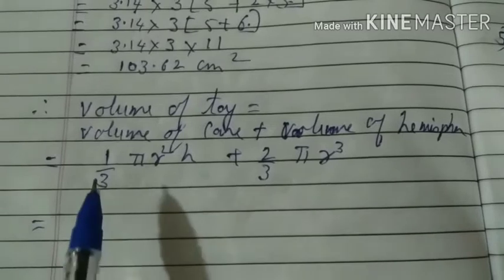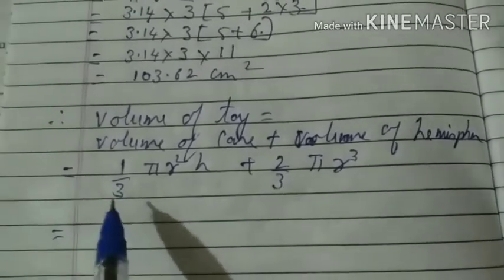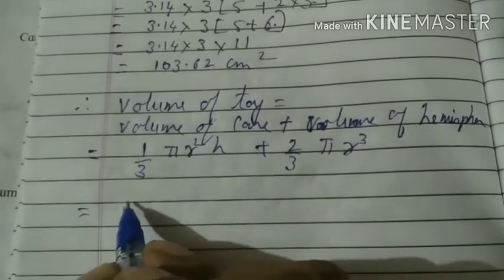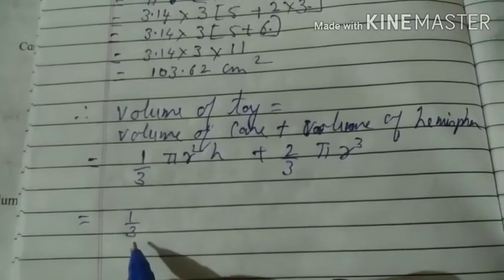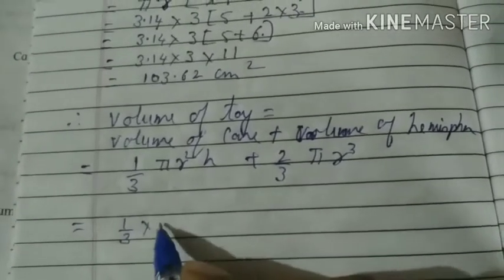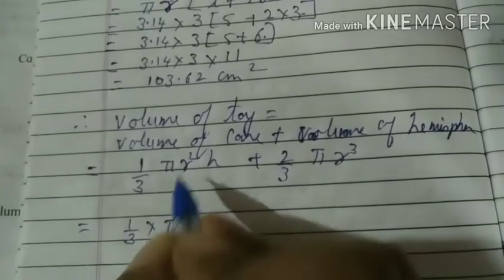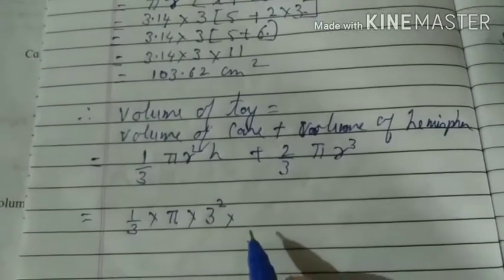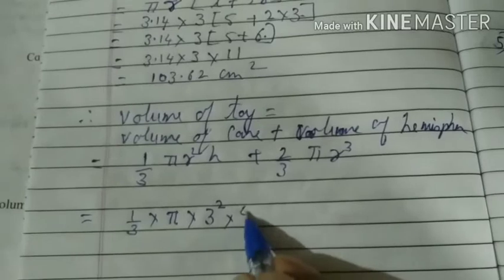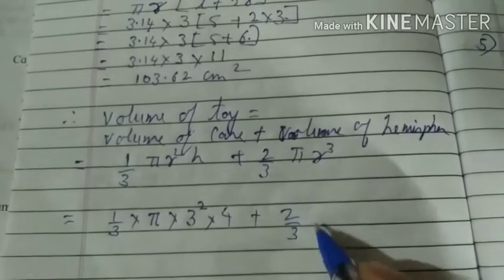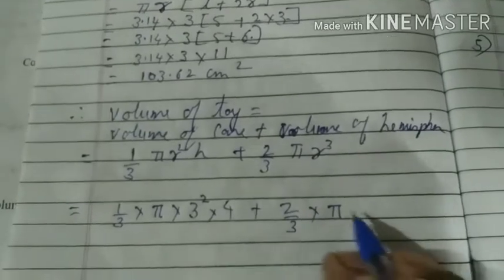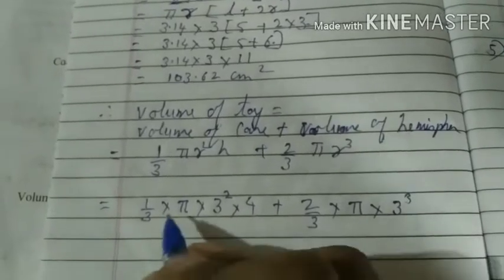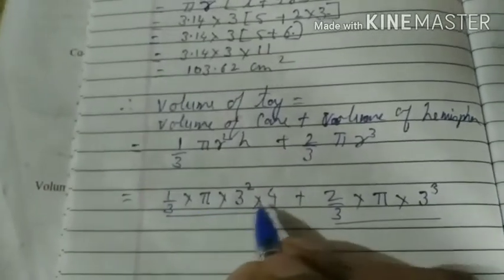Now students, what we will do here, we will substitute the value. You can also do by taking common, but here it is convenient if you substitute the value. See what I will do. 1 by 3 I will keep as it is same. Multiply by pi also I will keep as it is same. Multiply by R is 3. So 3 square. Multiply by H, the height was 4. Plus 2 by 3 I will keep same. Multiply by pi also I will keep as it is. Multiply by R is 3. So 3 cube. R cube means 3 cube. For cone and for hemisphere.